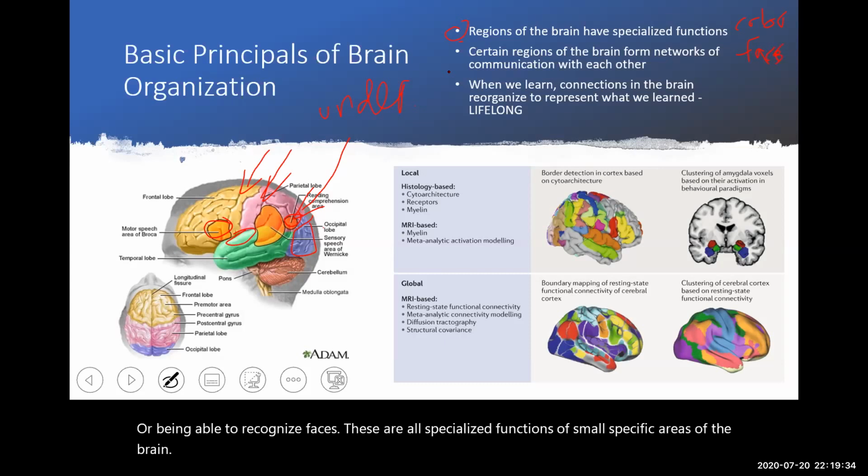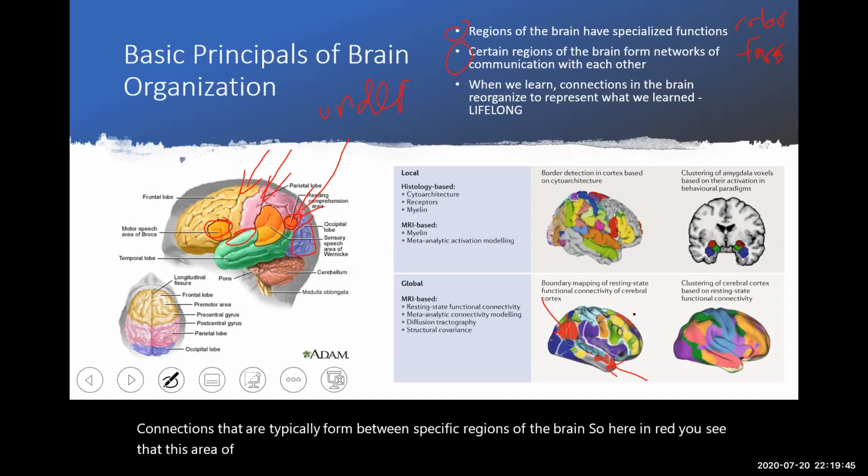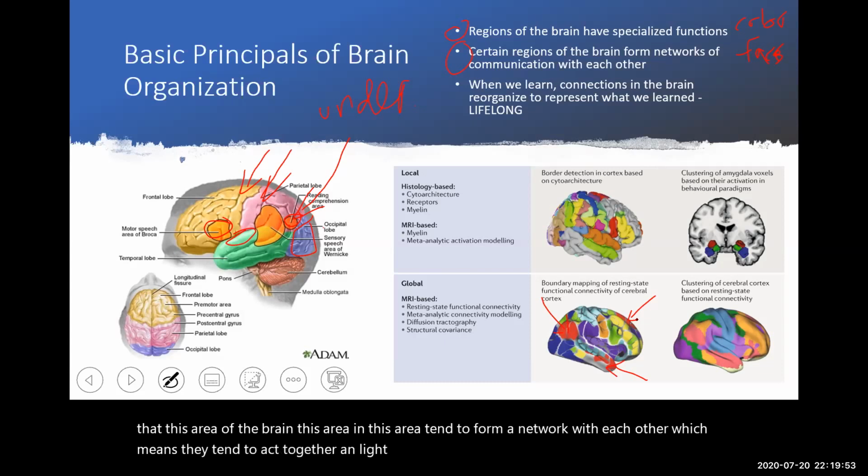There are also connections that are typically formed between specific regions of the brain. So here in red, you see that this area of the brain, this area and this area tend to form a network with each other, which means they tend to act together and light up together. And the neurons in those areas are actively communicating with each other.